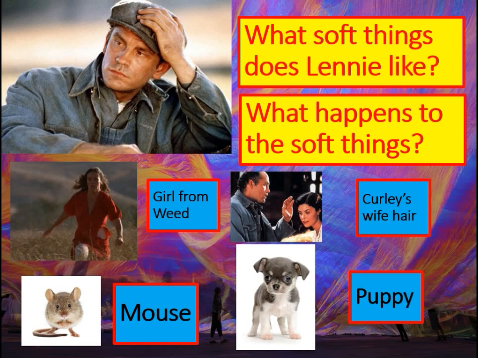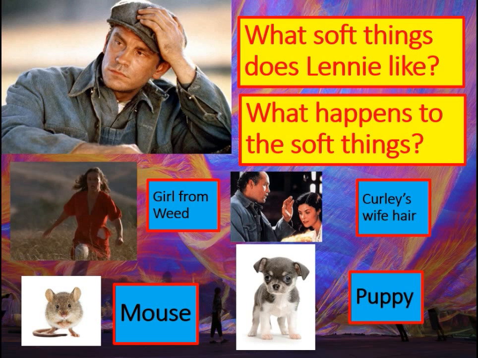So the girl from Weed doesn't have a name, Curley's wife doesn't have a name, the mouse doesn't have a name, the puppy doesn't have a name. So all of those things that Lennie likes do not have names, they're nameless. And then the second question here is what happens to those soft things? Well, basically, they all, apart from the girl from Weed, who is the least hurt or the least horrified by what she's been through, die. So all the other things that Lennie likes, who are nameless, like Curley's wife, die.